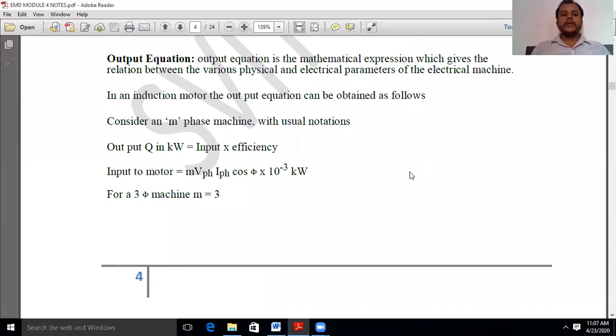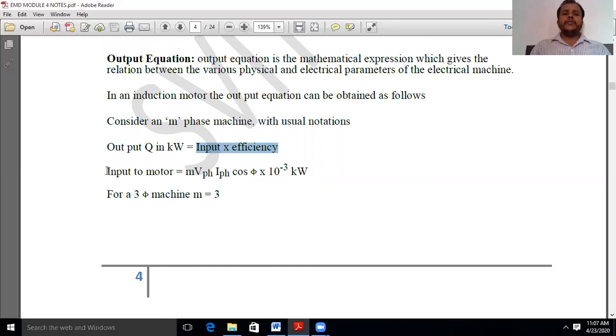Let us consider an M phase machine. With the usual notations, the output Q of the motor in kilowatt is equal to input into efficiency, because efficiency is given by output divided by input. So output will be given by input into efficiency.